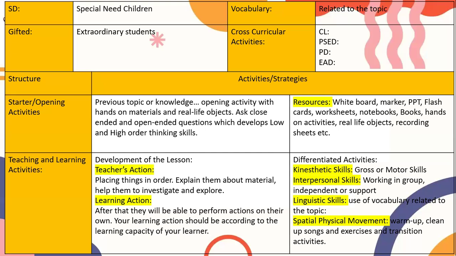You should also use the vocabulary which is related to the topic, which is mentioned in the book. You should also use those words and make sure that your learners are also using the same words. Okay? The words of the topic should be involved in your language for that day. Got it? Then special physical movements.